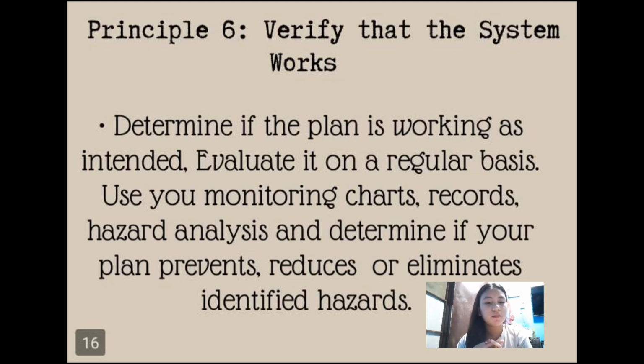Principle number 6 of HACCP is verification. Verification is a check in the system to assure that the controls are using the best scientific approach, and that the procedures defined by the HACCP plan are being followed.